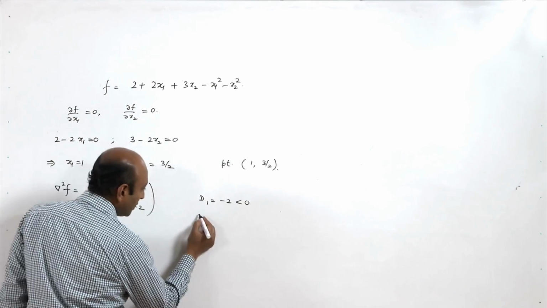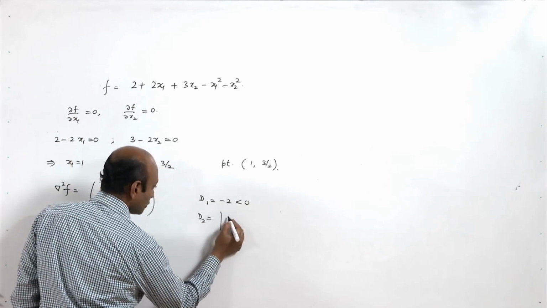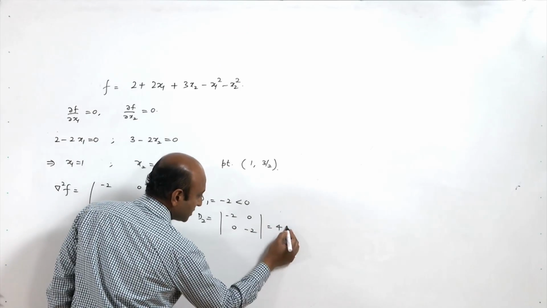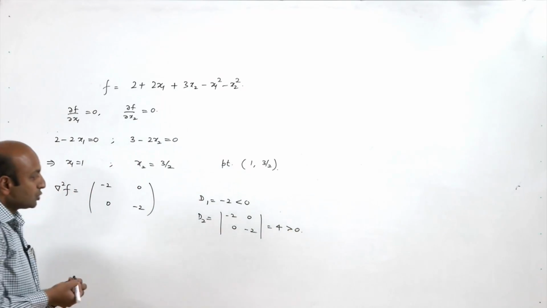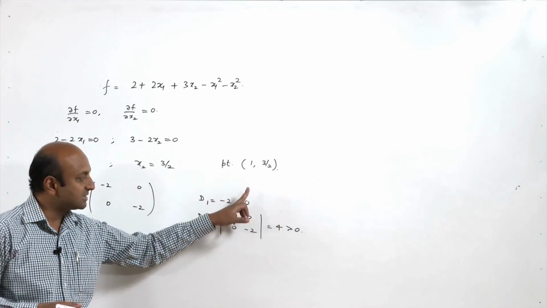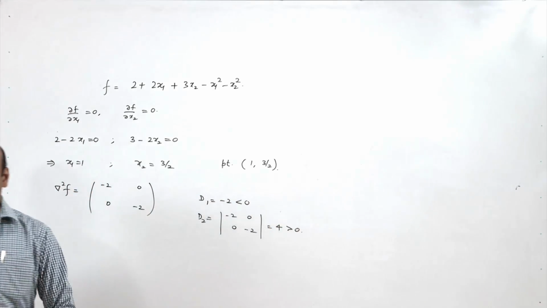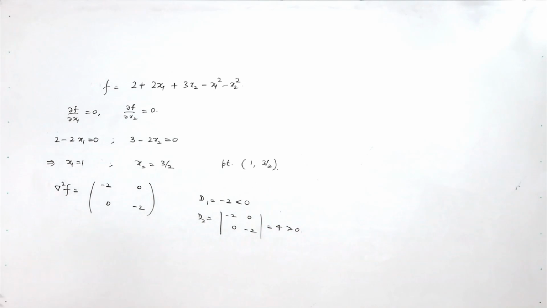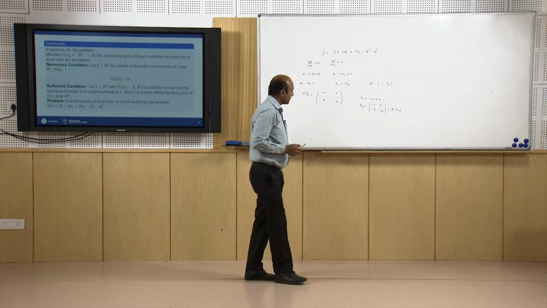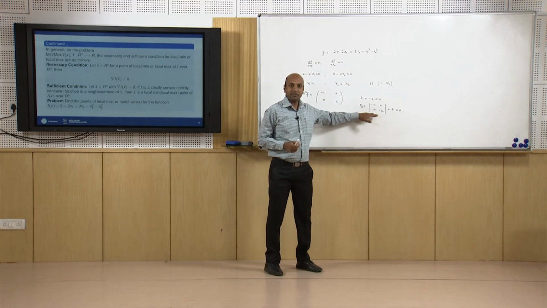And what is d2? d2 is the determinant of the 2 cross 2 matrix, minus 2, 0, 0, minus 2, which is again 4, which is greater than 0. So, the first one is negative, the second one is positive, that means it is alternating in sign, that means this Hessian matrix is negative definite.